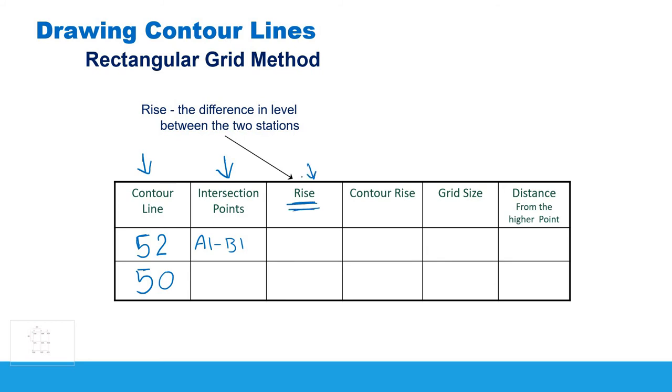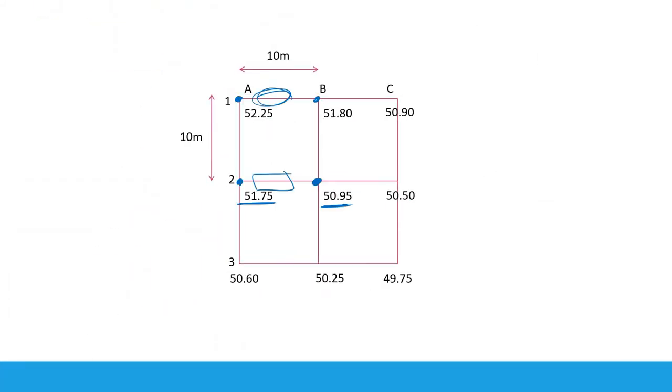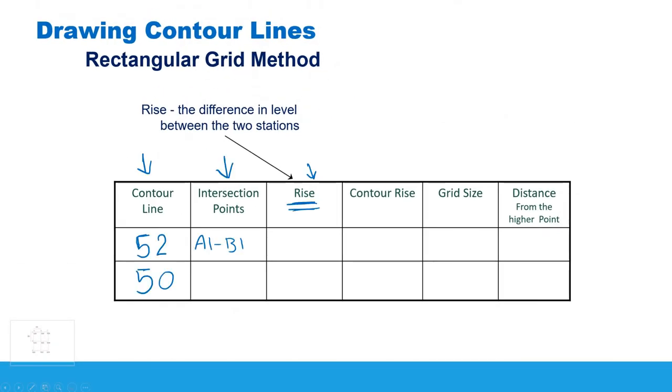And then the rise. This column is for the rise. The rise is the difference in level between two stations. For example, these two stations, A1 and B1, the rise is the difference in level between them. So 52.25 minus 51.8. So this is called the rise. It is a difference between two intersection points.